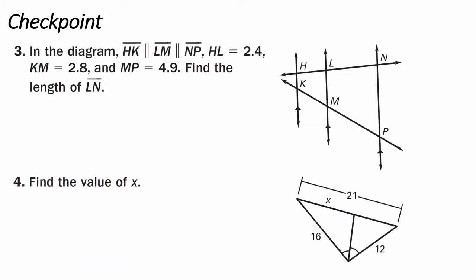All right, checkpoint problems number 3 and 4 are yours. In problem number 3, in the diagram, line segment JK is parallel to line segment LM, which is parallel to line segment NP. HL is 2.4, KM is 2.8, and MP is 4.9. Find the length of LN. In problem number 4, find the value of x.